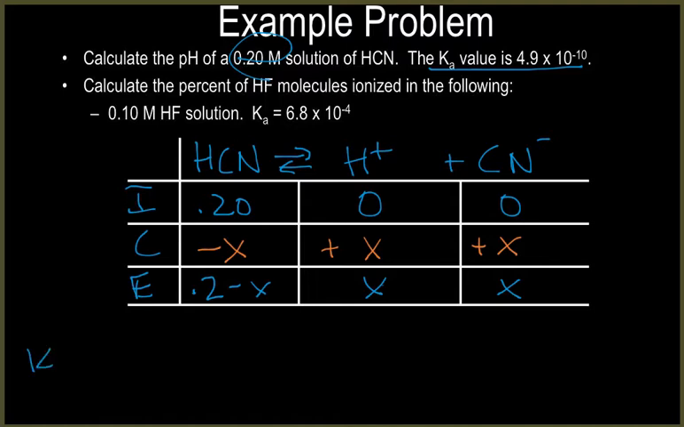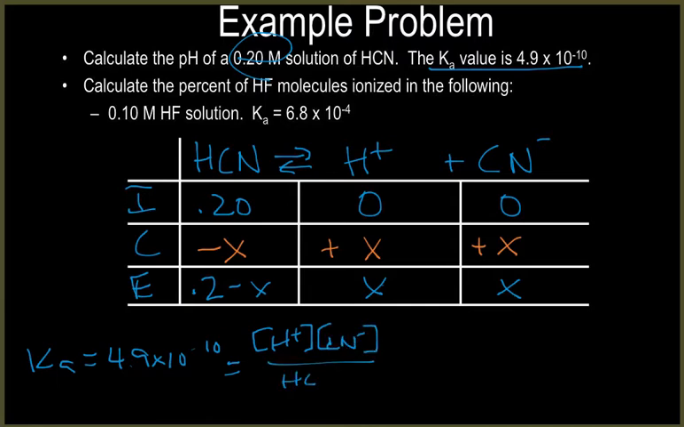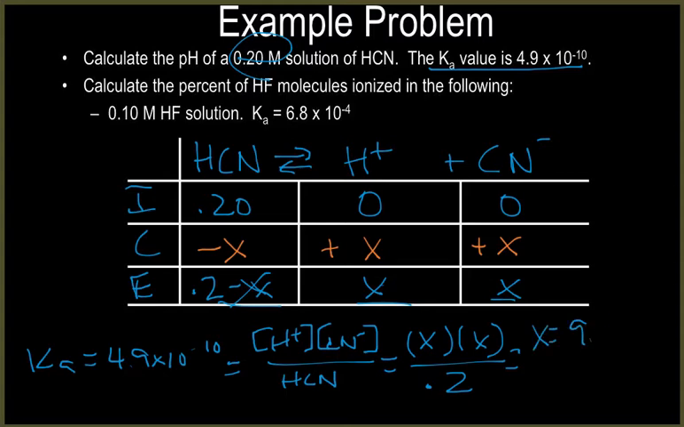Okay, so when we set up our Ka expression, we know Ka is equal to 4.9 times 10 to the negative 10th, and that's going to be equal to the H plus times CN minus over HCN. So then we can substitute our values in. So this is going to be x times x over 0.2, because we're going to assume that x is small enough that it's not going to make a difference. So then we solve for x. So x ends up being 9.9 times 10 to the negative 6.